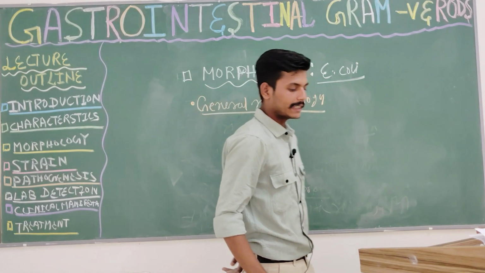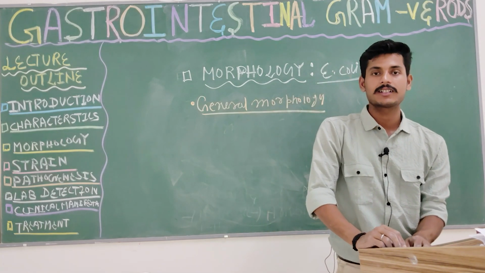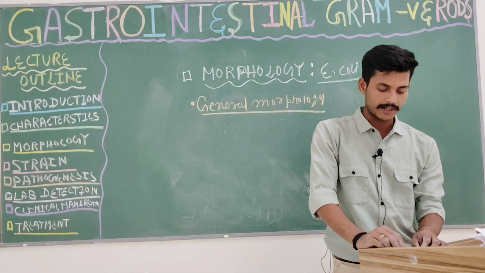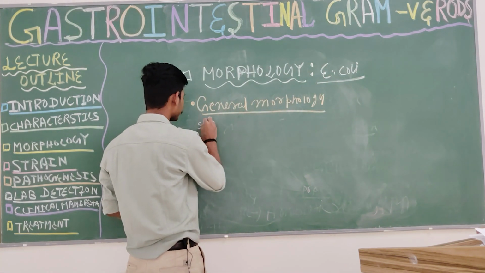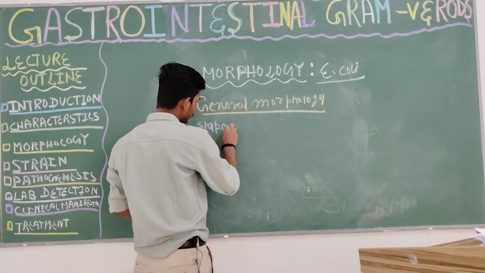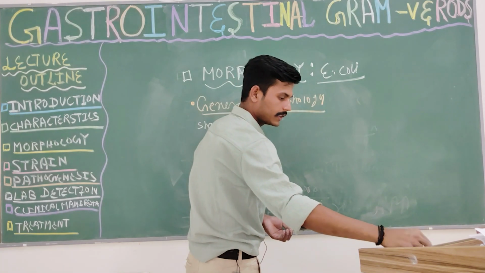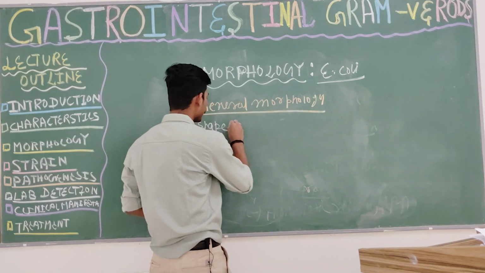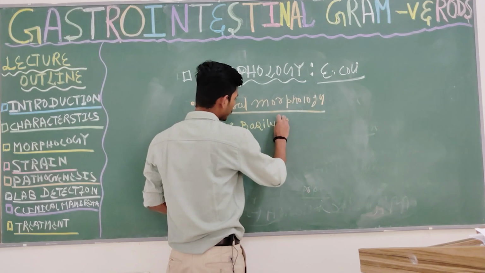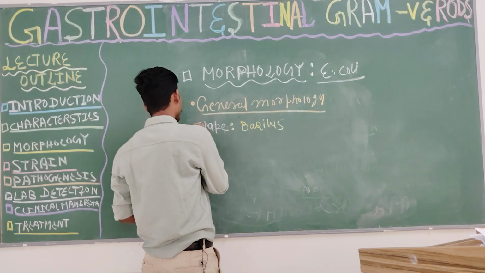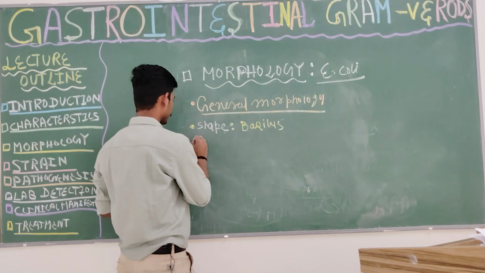So generally, these bacteria are rod-shaped bacteria or bacillus bacteria, yeah? If you talk about their shape, they are bacillus bacteria, rod-shaped bacillus bacteria, okay? And they are gram-negative.